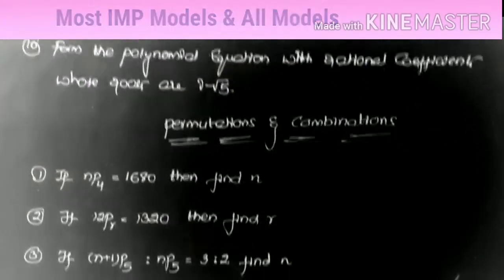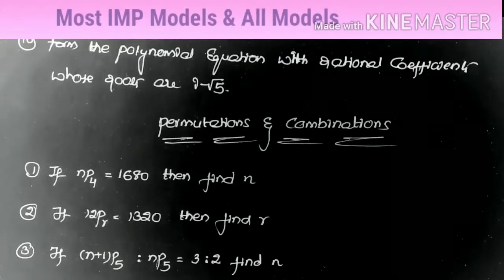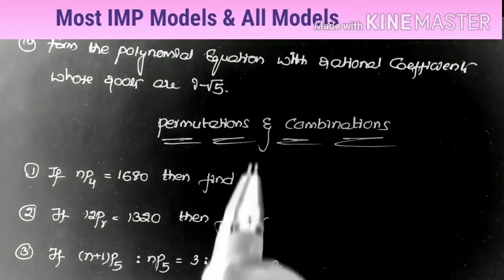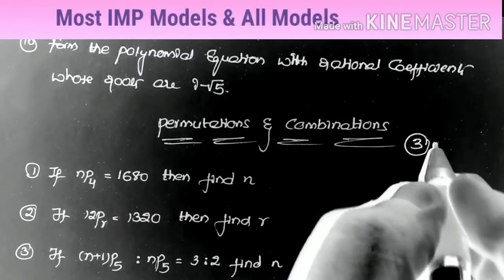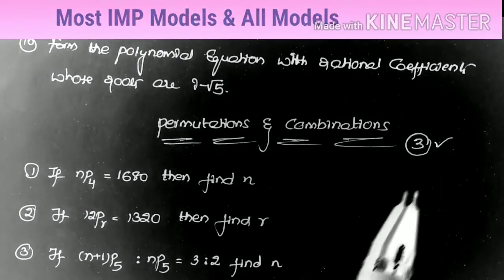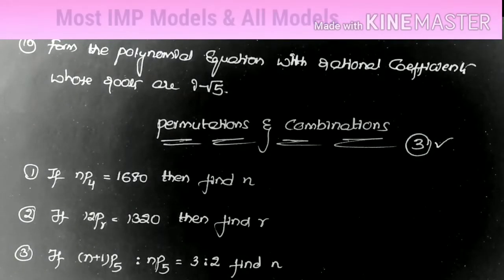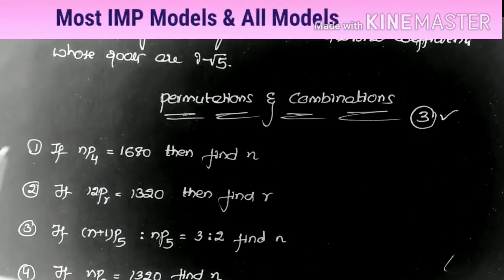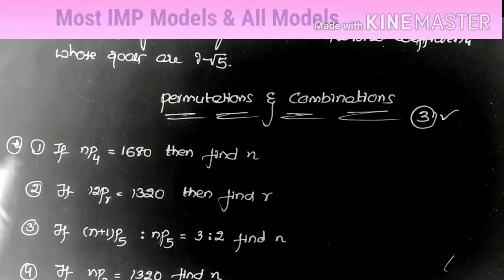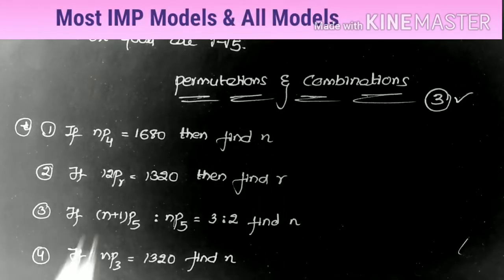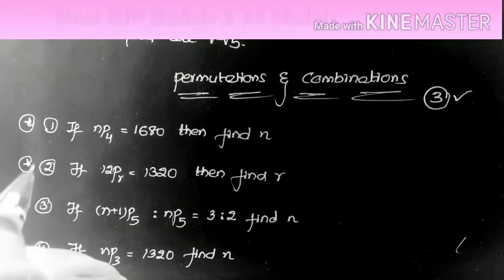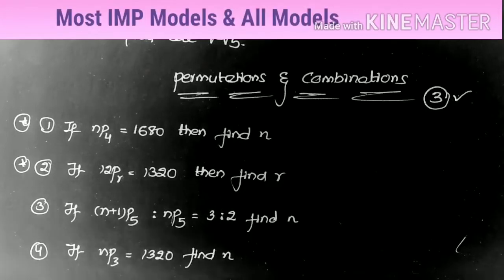Coming to the next chapter, permutations and combinations. Very important topic. From this topic, 3 2 marks sums comes in the public examination. Three problems comes in the examination. First one, the most important model nP4 is equal to 1680, then what is n value? Most important model, if nPr is equal to 1320, then what is the value of r?